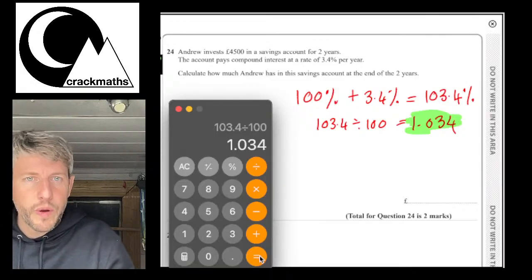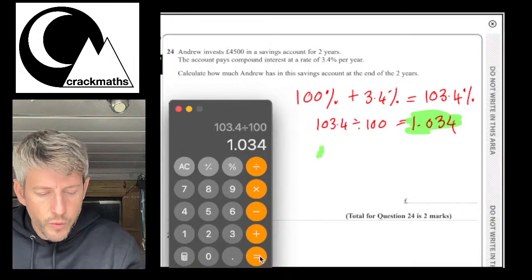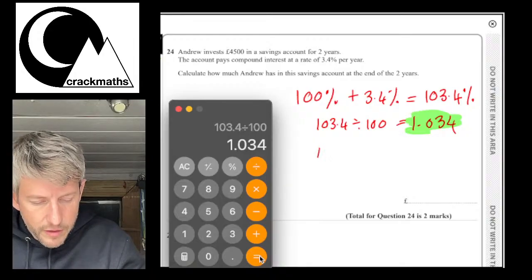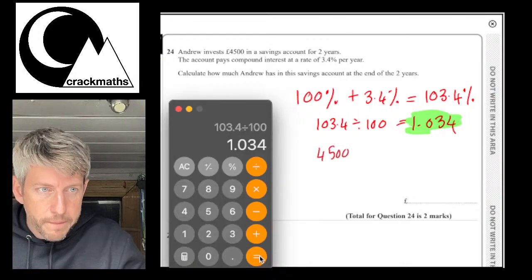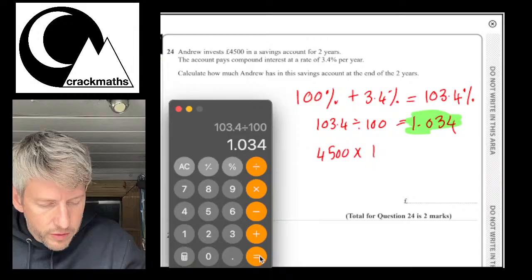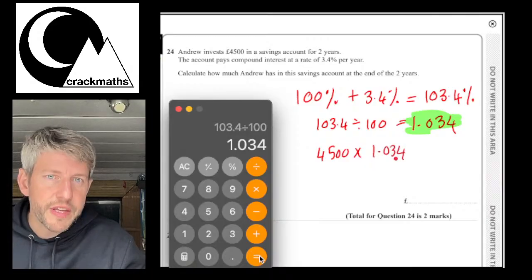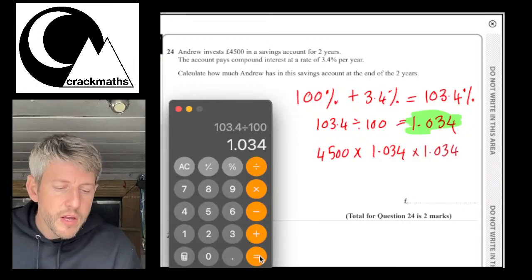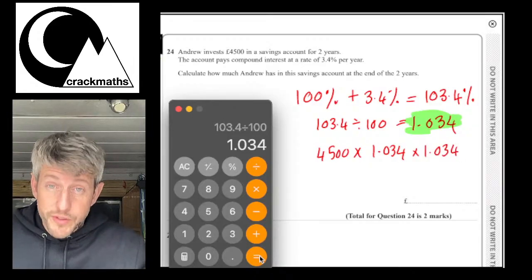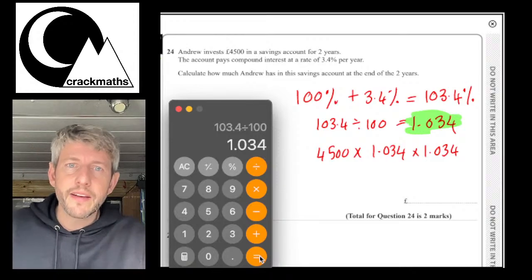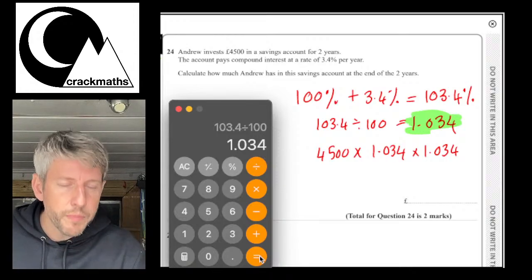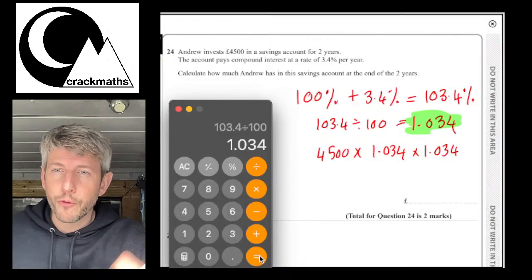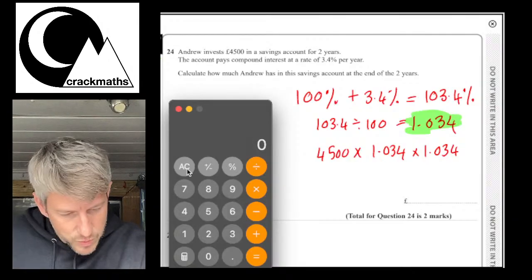So essentially what we're going to do in our calculator is this calculation: 4,500 multiplied by the 1.034 once for year 1, and then we'll do it again for year 2. Okay, so if there were 3 years, we'd do it again. If there were 4 years, we'd do it again, because every single time we multiply by 1.034, we're increasing that amount by 3.4%. Okay, so let's work out what this is.